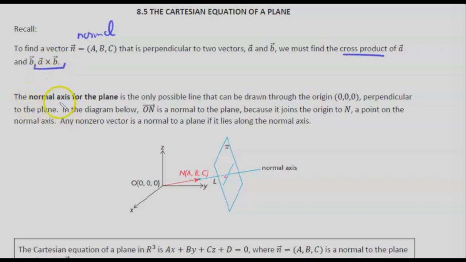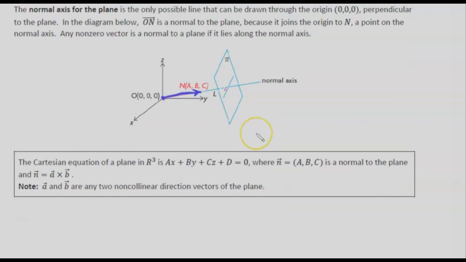So the normal axis for the plane is the only possible line that can be drawn through the origin, 0, 0, 0, perpendicular to the plane. In any diagram below, O is the origin, and N is going to be that normal vector ABC, repositioned at the origin. ON is the normal on the plane because it joins the origin to N, a point on the normal axis. Any non-zero vector is a normal to the plane if it lies along the normal axis.